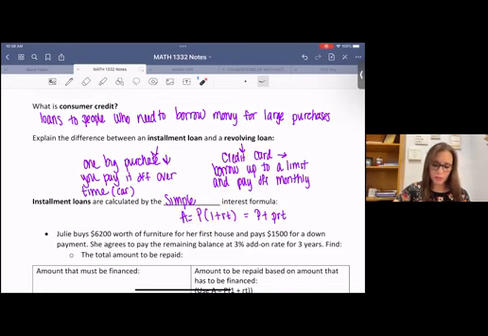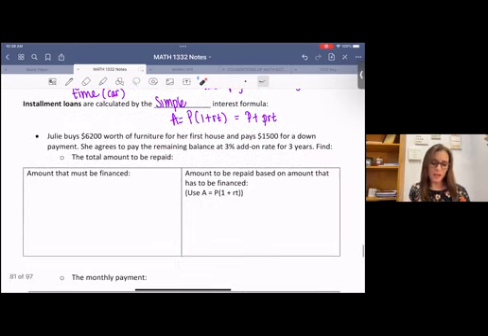So Julie buys $6,200 worth of furniture for her first house and pays $1,500 for a down payment. She agrees to pay the remaining balance at 3% add-on rate for 3 years. Find the total amount to be repaid. So we're going to go in a couple steps here. She has bought some furniture, but she's putting money down. So she's not borrowing the full $6,200. She's borrowing a little bit less than that based on her down payment.